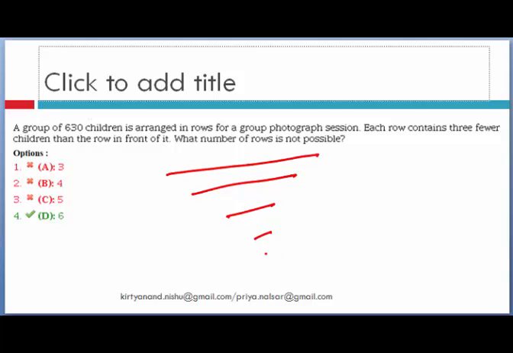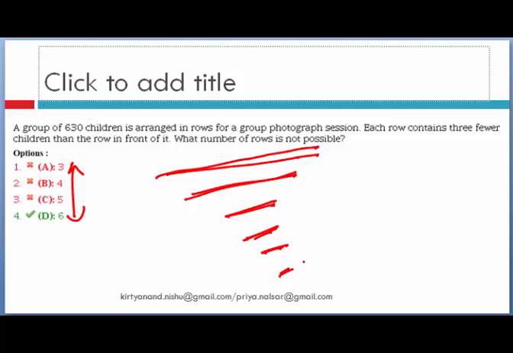Okay, so 3, 4, 5, and let's say this. So there are 6 rows, just like this. And why am I taking up to 6 rows? Because I am going by the options. The options have rows from 3 to 6. So in order to cover the maximum number of rows, I have taken 6 rows.